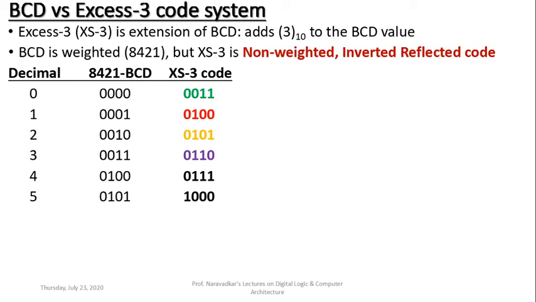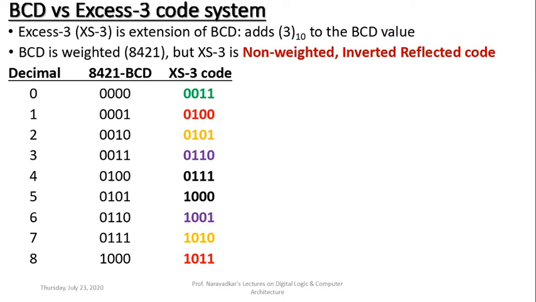Then next is decimal 5. 5 plus 3 is equal to 8, expressed in 4-bit binary as 1000, shown on the extreme right. Next is 6. 6 plus 3 is equal to 9, expressed in 4-bit binary as 1001, shown on the right side. Then 7. 7 plus 3 is equal to 10. 10 expressed in binary is 1010, shown again using yellow color.